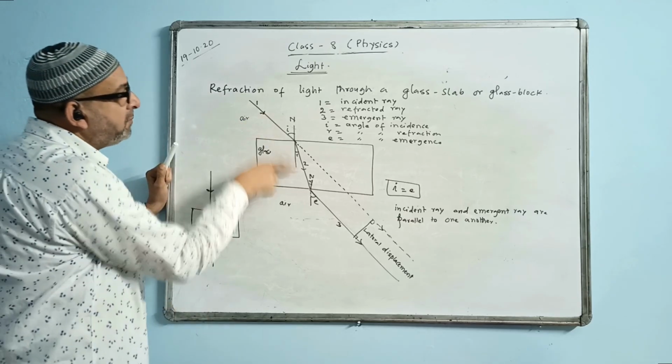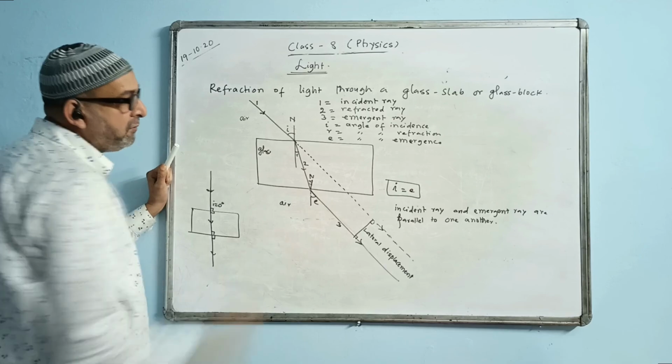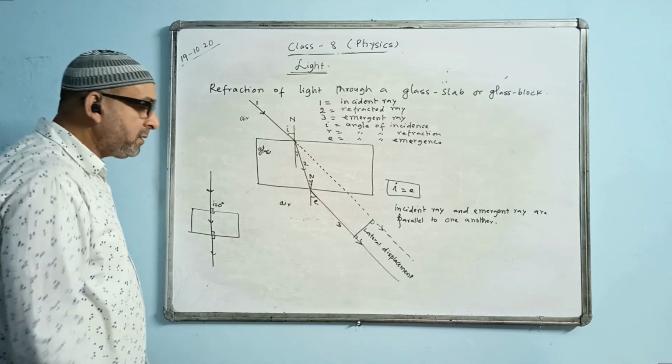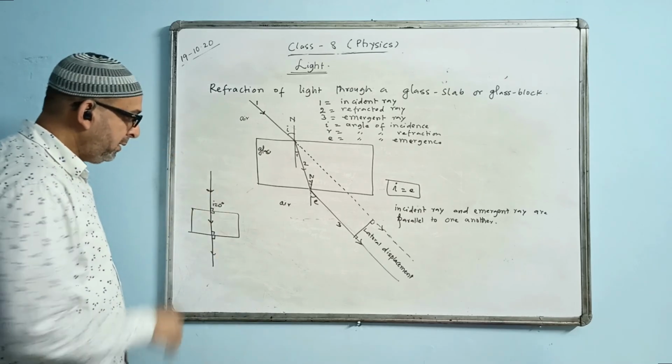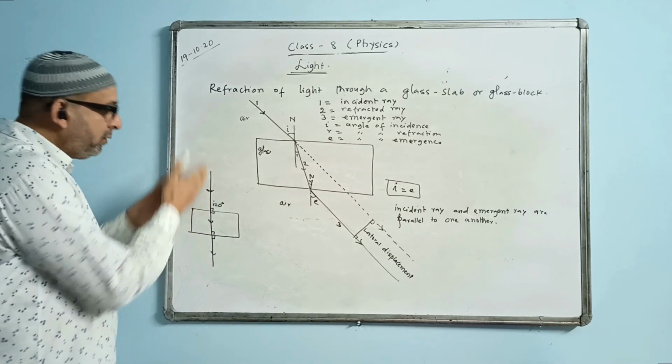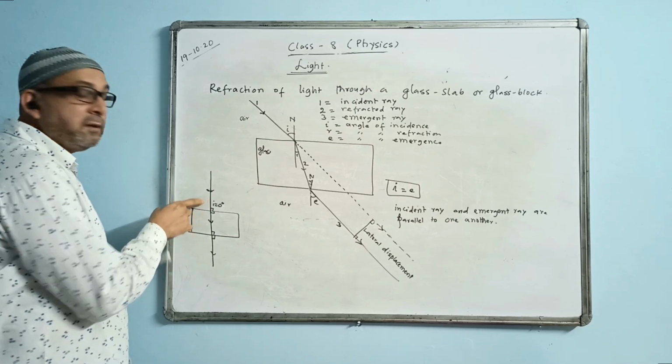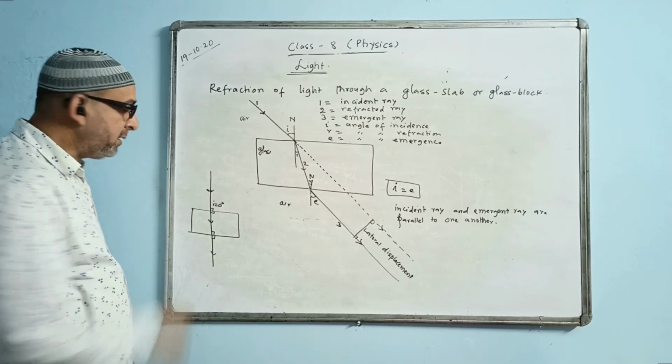Each ray must have an arrow. Here the arrows are shown. Arrows are very important. You must mark the arrow. No arrow, no marks. This time the ray will go straight without bending, because it is passing the surface normally. That is the situation.